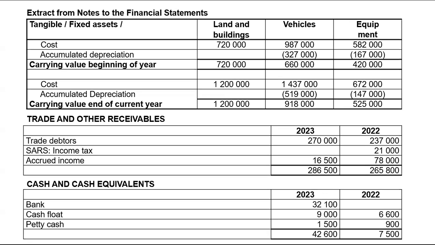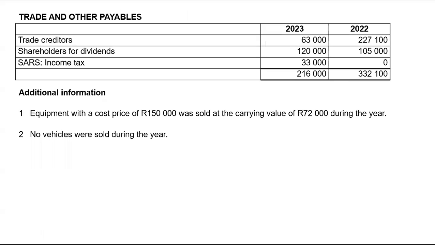I will look at depreciation because that's what I need more. Depreciation only affects accumulated depreciation. You will note that accumulated depreciation on vehicles at the beginning of the year is 327,000, and accumulated depreciation on vehicles at the end of the year is 519,000, and that's all I needed. That is all I needed because accumulated depreciation is only increased by one thing, and the only thing that will increase accumulated depreciation is depreciation.